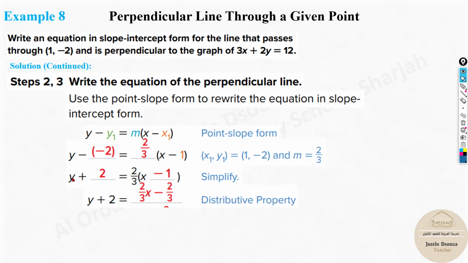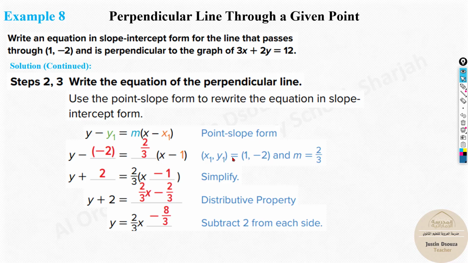You will get y plus 2, and multiplying inside using the distributive property, it will be 2/3 x minus 2/3. There is no multiplication throughout by 3. Over here, all we have done is taken this 2 to the other side. Minus 2 by 3, minus 2, that is, you can write it as 3 by 3 and add. It will be minus 8 by 3.